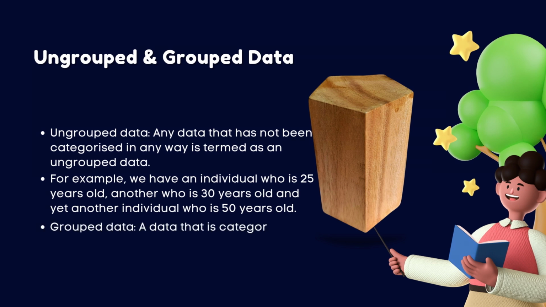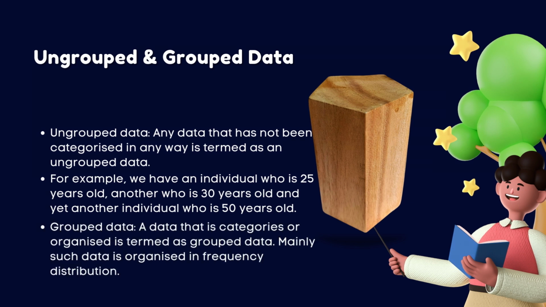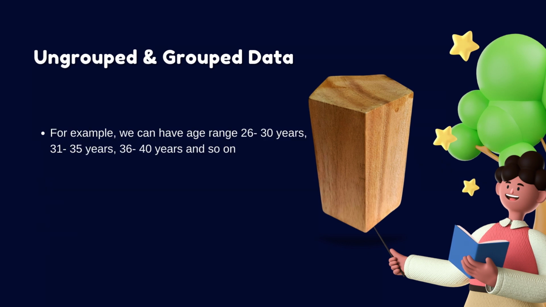Whereas grouped data is data that is categorized or organized in groups, such as data organized in a frequency distribution that you have understood in the previous sessions as well. So when we organize the data in a frequency distribution or categorize it into different categories, then it comes under grouped data. For example, in the previous example we saw three different ages for ungrouped data, but for grouped data you can have ranges like 26 to 30 years of age, 31 to 35 years of age, 36 to 40 years of age and so on. All these come under grouped data.